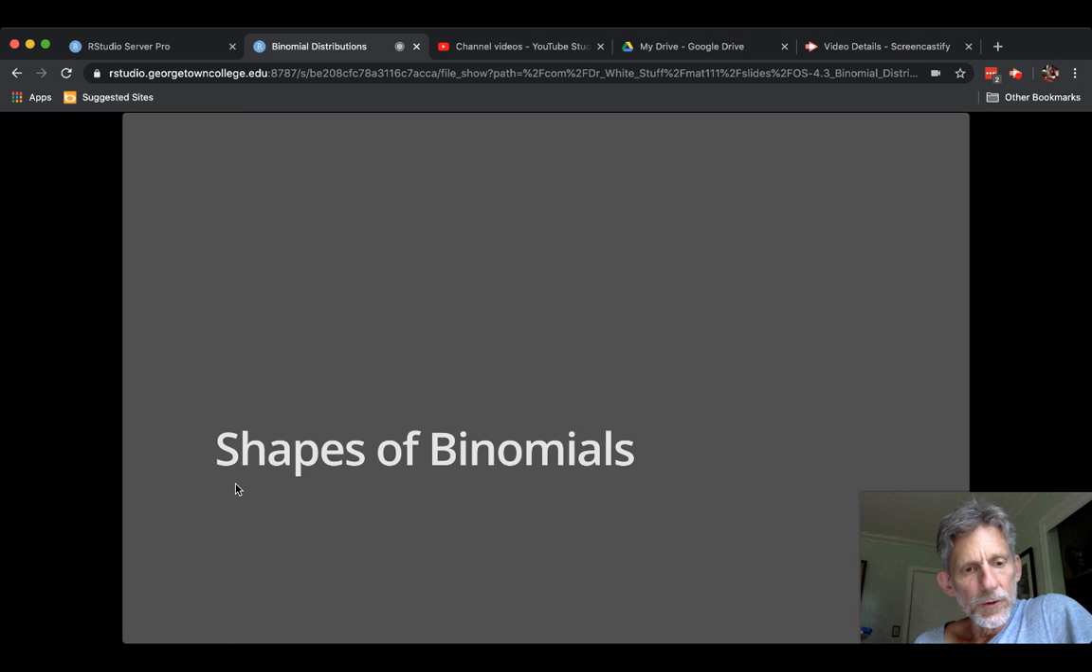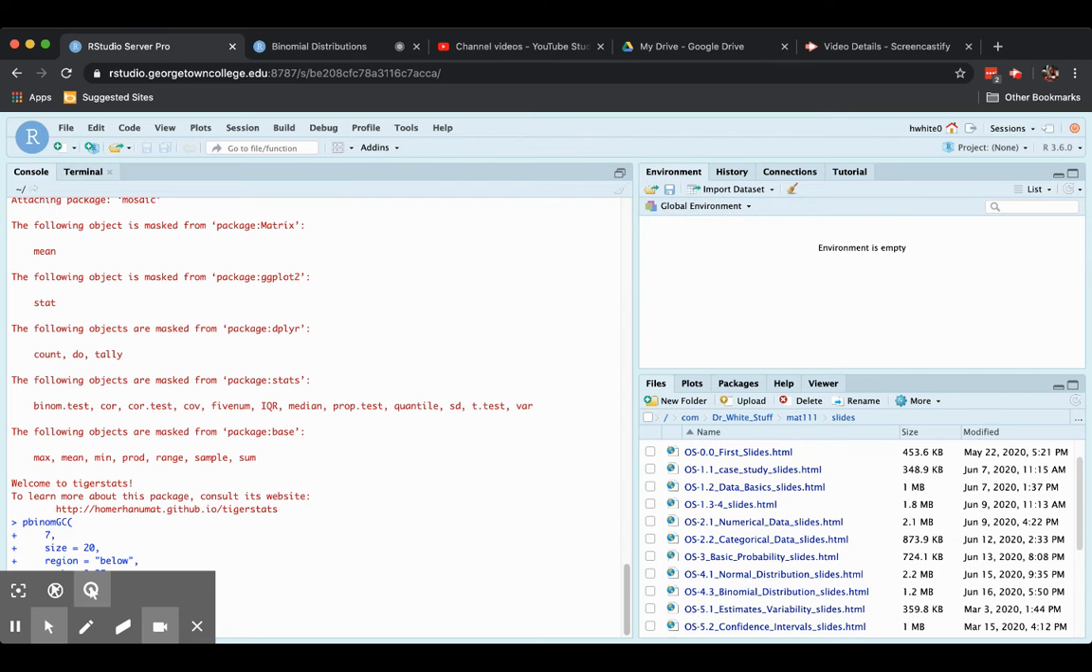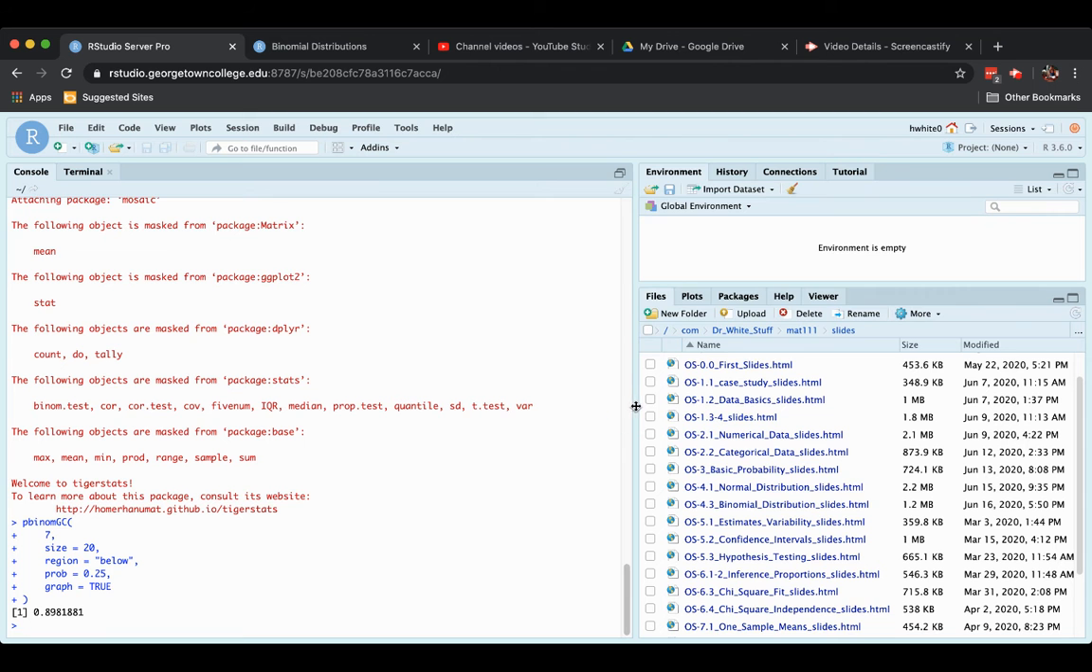The shapes of binomial distributions, our second topic for this screencast. I want you to explore this little app that's given by a function in the TigerStats package, binomNorm. You call the function just with parentheses. You don't have to put any inputs in it. Copy, head over to RStudio. And I tell you what, before I run this function, I'm going to make my graphing window a little bit bigger for you here.